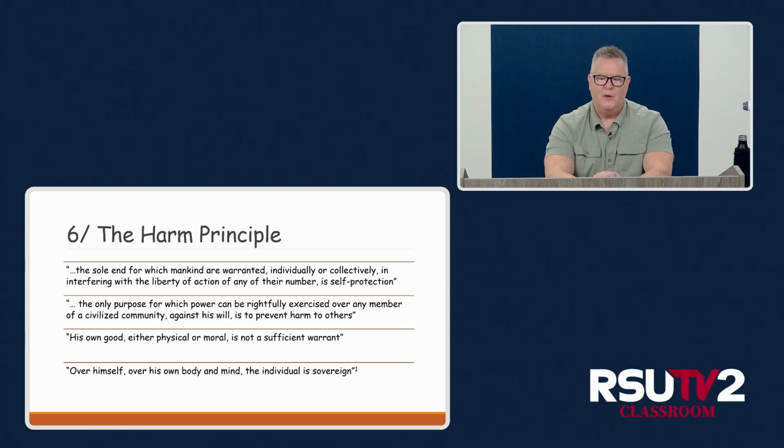And in essence, the harm principle is this: the sole end for which mankind are warranted, individually or collectively, in interfering with the liberty of action of any other of their number is self-protection. The only purpose for which power can rightfully be exercised over any member of a civilized community against his will is to prevent harm to others. His own good, either physical or moral, is not sufficient warrant. Over himself, over his body and mind, the individual is sovereign.